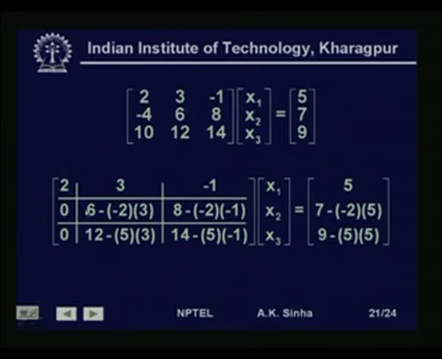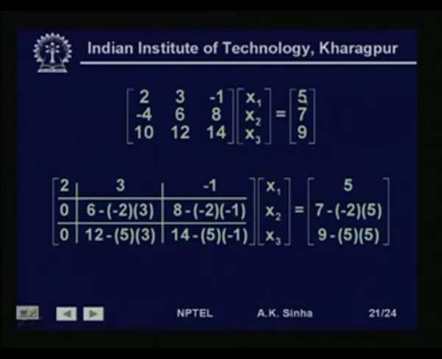Now, when we are doing this equation we also have to work on this. Here we have multiplied this equation by minus 2 and then subtracted it from this. So, 7 minus 2 into 5. Minus 2 into 5, as this equation is multiplied by minus 2.